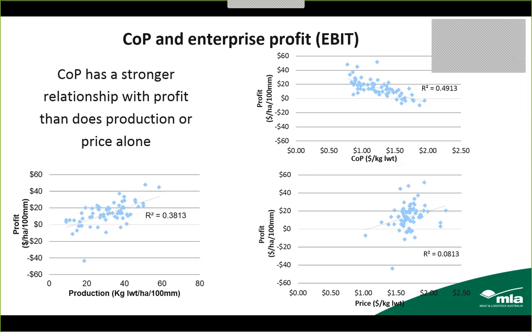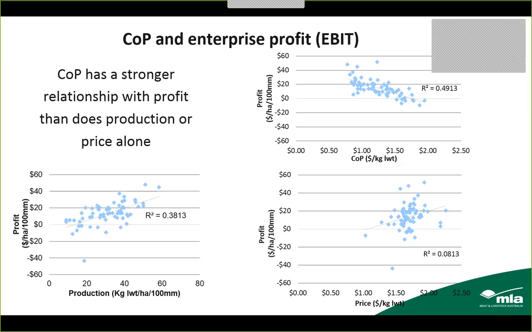The point I want to make there is cost of production isn't the be-all and end-all. I use it as an indicator with a suite of other financial and production indicators to identify opportunity for improvement. It is actually possible to have a very low cost of production and very low profits per hectare because you've just got very low production and a low cost structure.